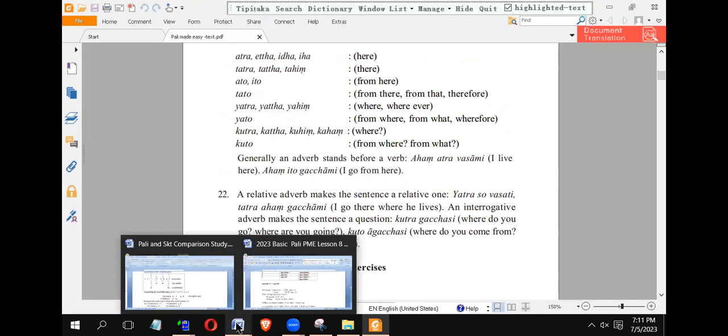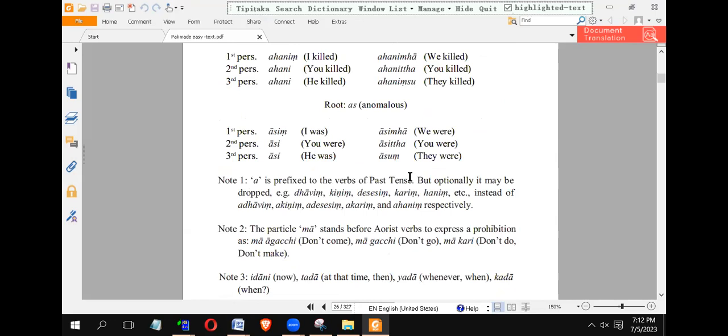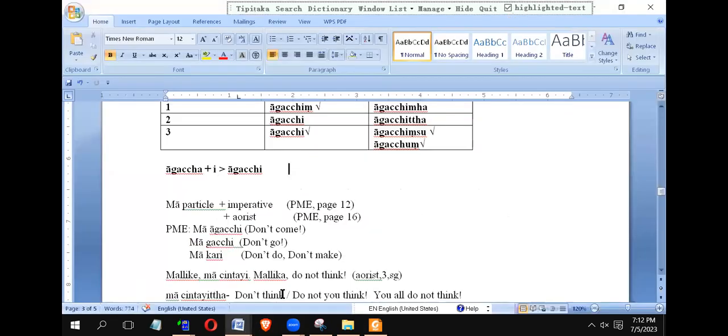So let's go back to this mā. So you see this mā. Remember in Pāḷi Made Easy, on the imperative side and also in the aorist, the meaning is the same. All right. Mā agacchi. Right. So let me show the notes here. All right. So for example, mā particle in imperative lesson 12 and also in aorist, the chapter today, 16. All right. So you have this mā agacchi. All right. How do we get this? So remember you had this.